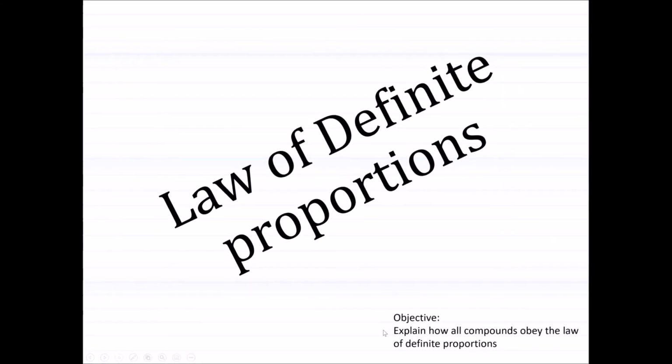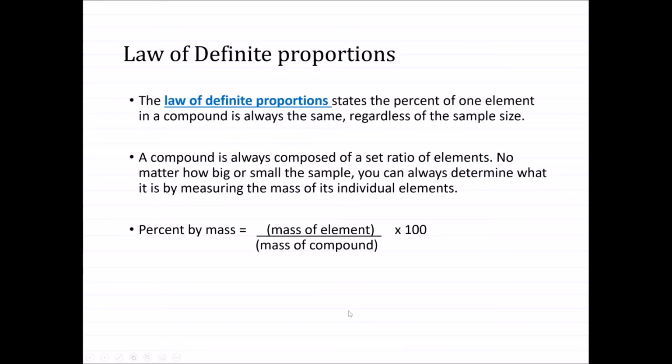Your objective is to explain how all compounds obey the law of definite proportions. What that means is any amount of a substance that you have has a set amount of each element that makes it up. So the percent of one element in a compound is always the same regardless of how much you have. Now, if you have a sample, you can always determine what it is by measuring the mass of the individual elements that make it up.